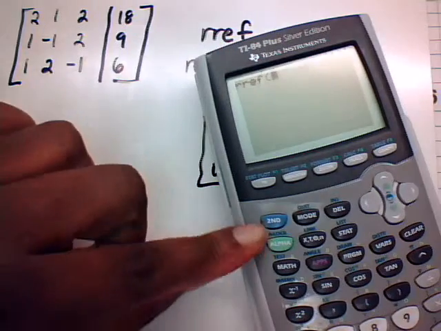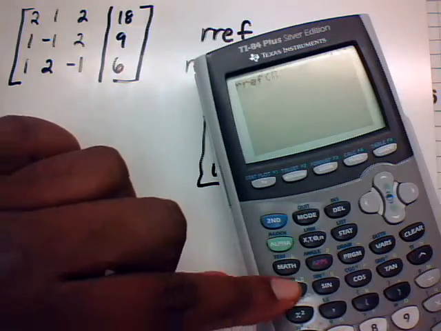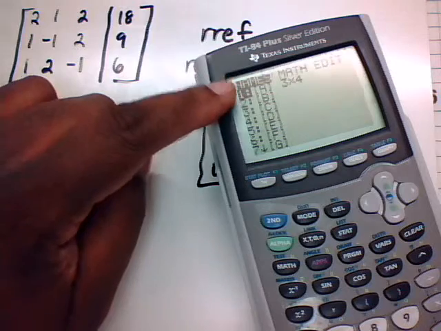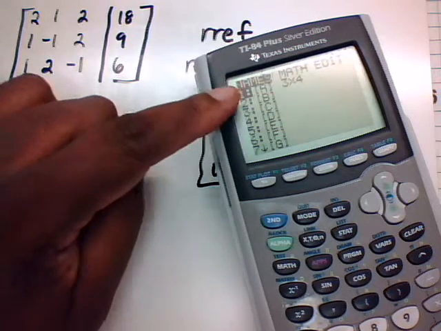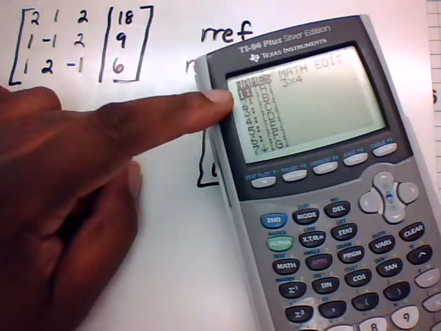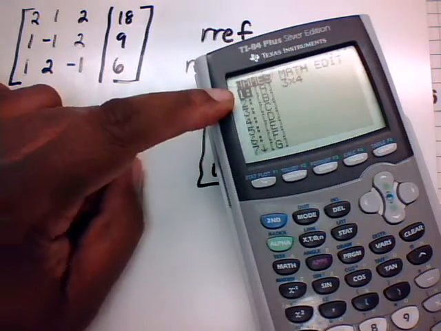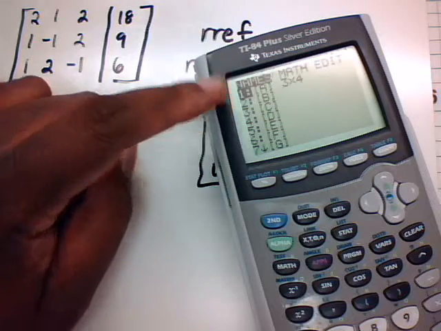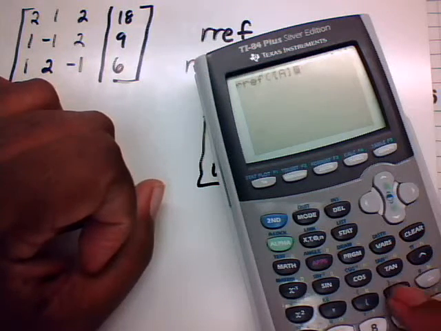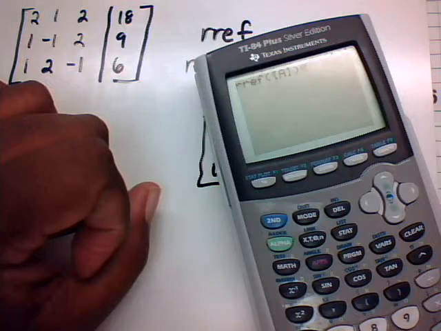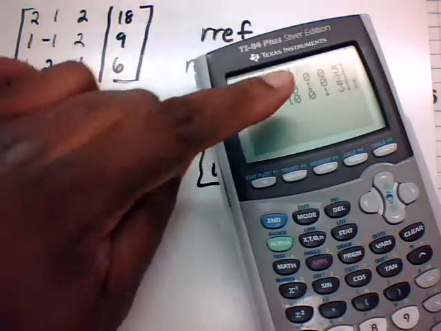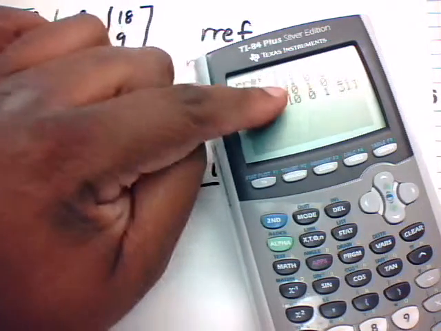So what I'm going to do is press second and then X to the -1 for the matrix. Under the menu that says names, we're going to select this first one because that's where we stored that matrix that we just entered in earlier. It was stored in matrix A under number 1, so we select number 1. Okay, and that's going to be pulled up, and then we close the parentheses, and then we hit enter.